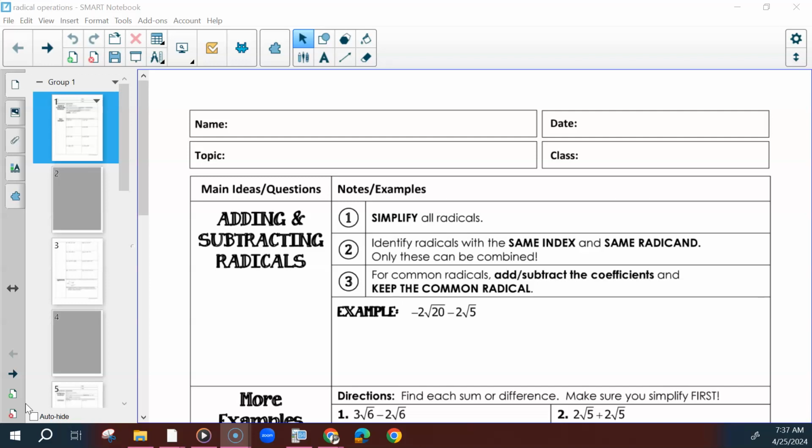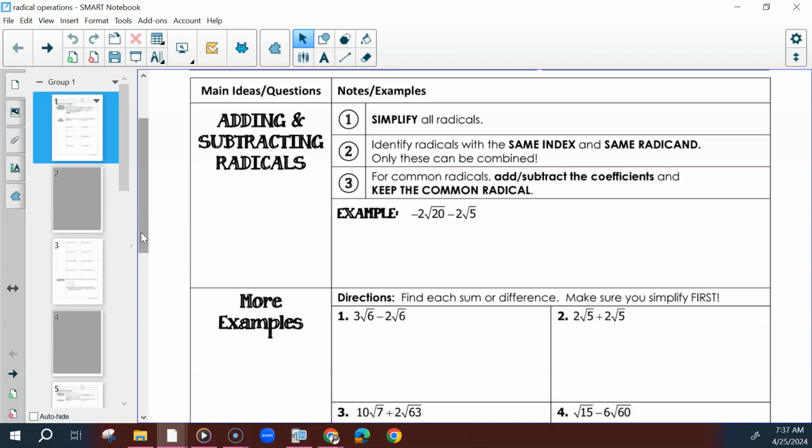So when we are doing radical operations, we have to think of operations in general, kind of like just combining like terms, how we did our polynomial operations. But we also have to still simplify our radicals. So it's like two different things.